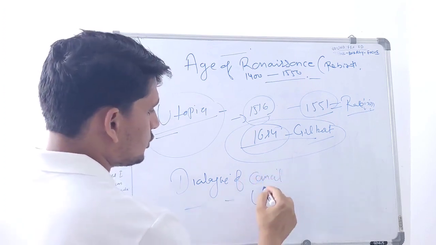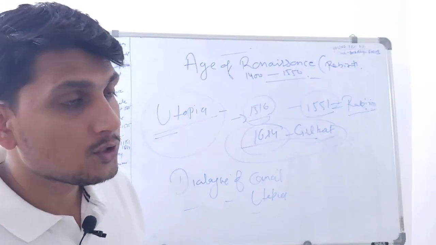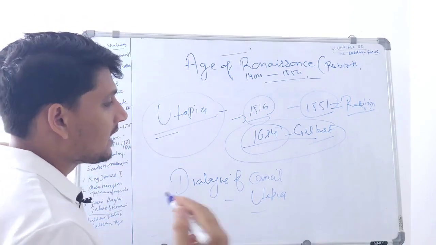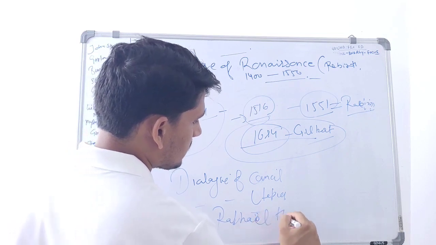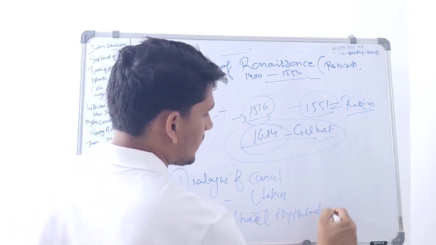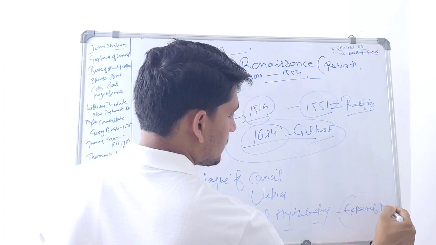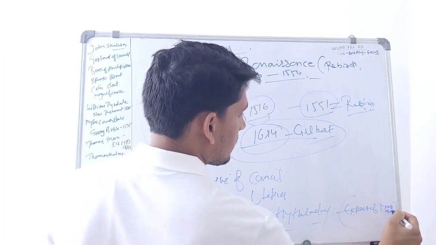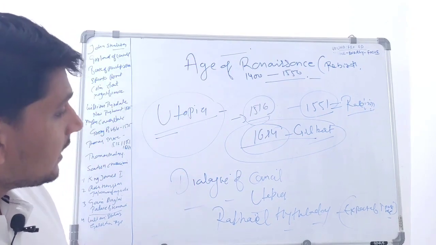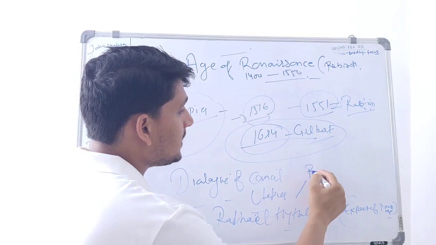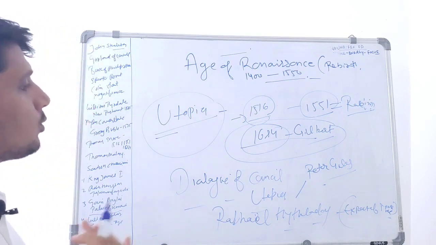Another one is the dialogue of Utopia. In the first one, Thomas More is introduced to Raphael Hythloday. His name means expert of nonsense. Right? That's what his name means. And he is introduced to Thomas More by whom? Peter Giles, his friend.